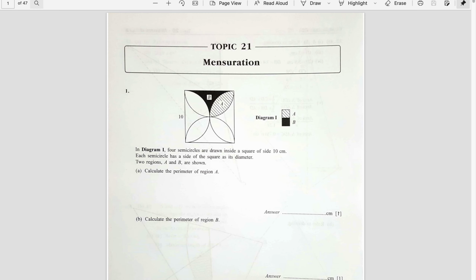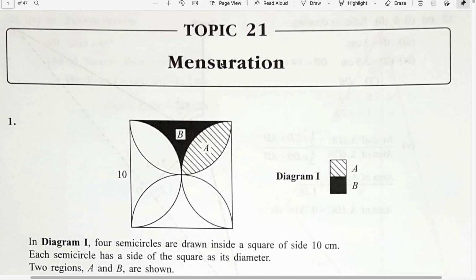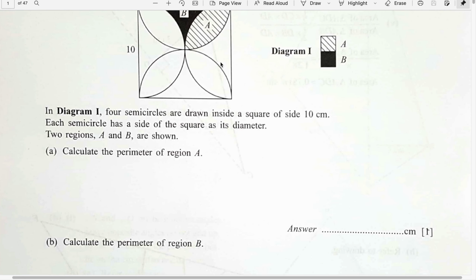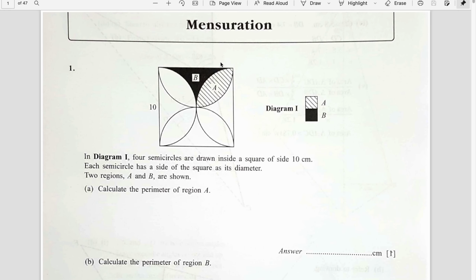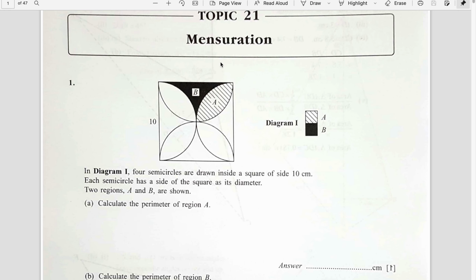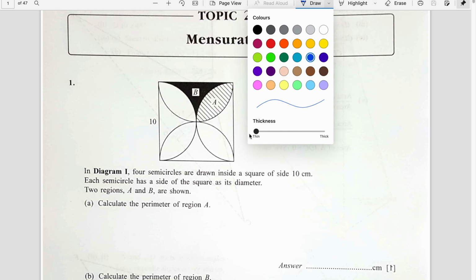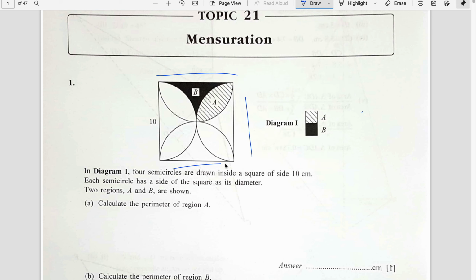Let's have something on P2. Again, the difference in P1 and P2 would be, one, you will have a calculator. Second, the question would be a little lengthy, not difficult. In diagram 1, 4 semicircles are drawn inside the square of side 10 centimeters. So 10 each, it is a square: 10, 10, 10 and 10.